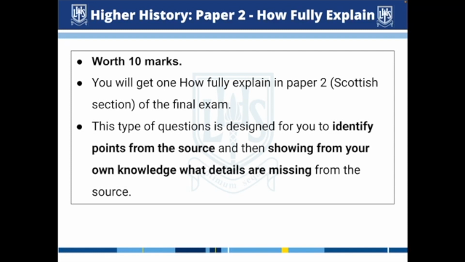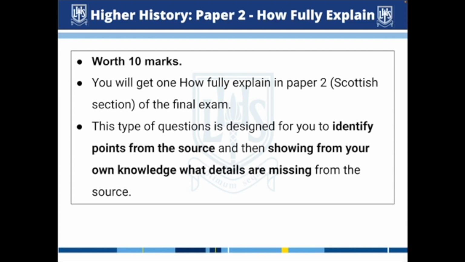So you'll have one source dedicated to the How Fully Explain question, and then you should use your own knowledge and omission points to explain what is missing from the source. Now, for those of you that have done National 5 history, this structure will be quite familiar to you. So you should still have things like your judgment sentence, your source points, and then of course your omission points. The major difference, of course, is your omission points will be in much more detail and in depth than they were at National 5.